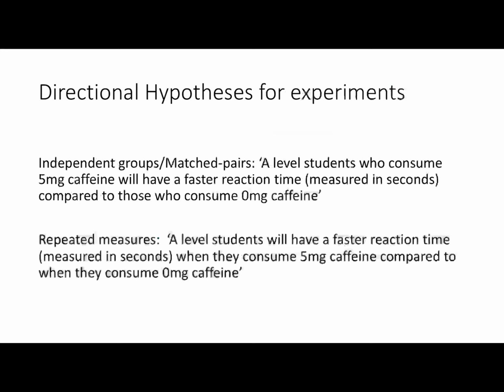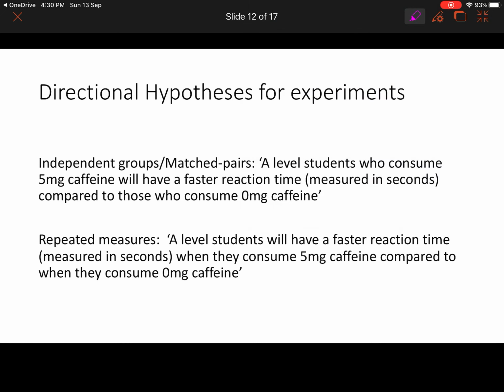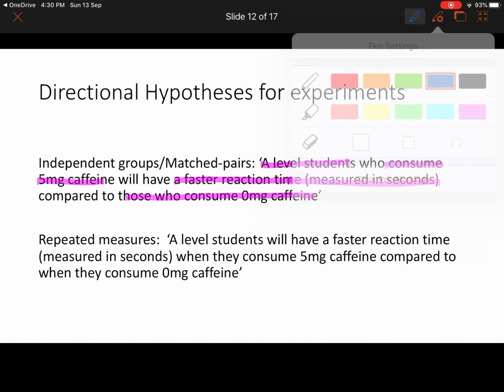So if we're writing this for an experiment, here again we've got the same experiment as before, the effect of caffeine on reaction time. So we're going to break this again into our independent groups and matched pairs compared to a repeated measures design. So directional is saying that in this case caffeine is going to affect reaction time. So let's have a look. So A-level students, our population, who consume 5 milligrams of caffeine will have a faster reaction time measured in seconds than those who consume 0 milligrams of caffeine.